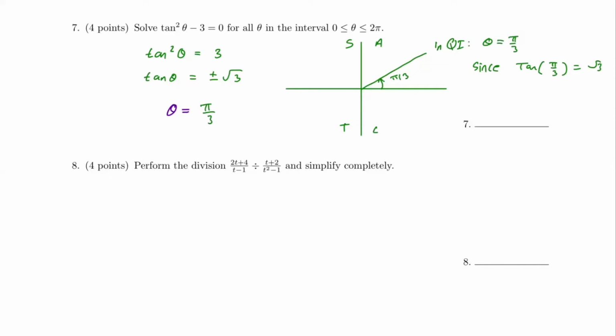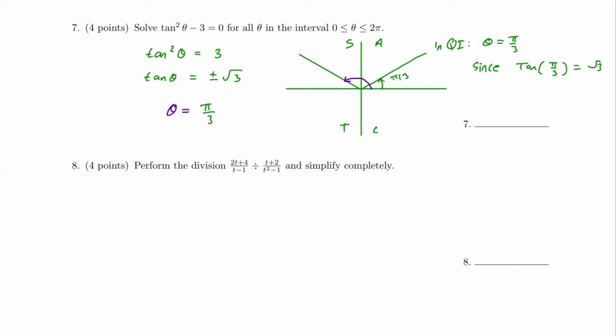Now the second angle we want. You could get this one right here, but it's okay if you go for the one in the second quadrant because that'll give us the corresponding negative square root of 3. So now I want this angle right here because that's going to give me a negative value for tangent. What is that angle?